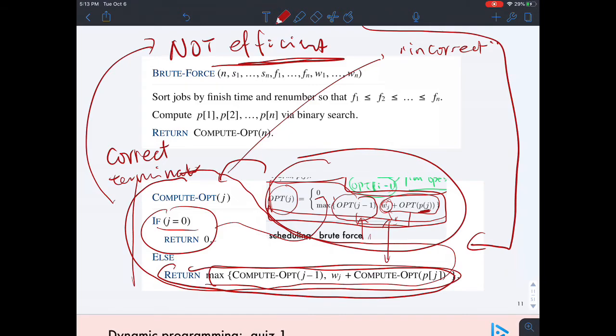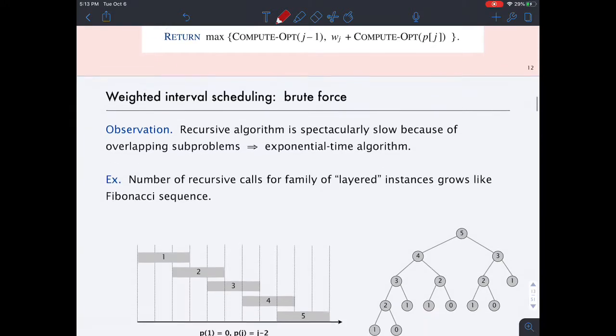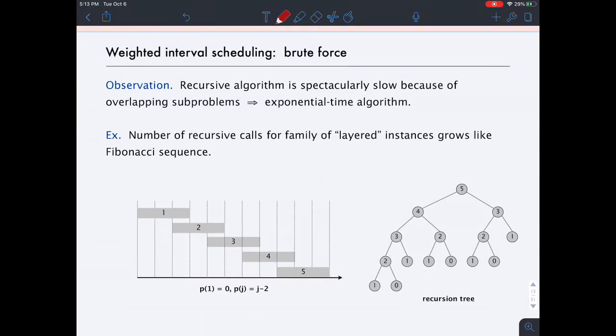So if I ask you to solve a weighted interval scheduling problem and you give me this solution, it's incorrect. Let me also explain why this algorithm runs in exponential time. The observation here is that the recursive algorithm is spectacularly slow because of the overlapping subproblems, giving an exponential time algorithm.